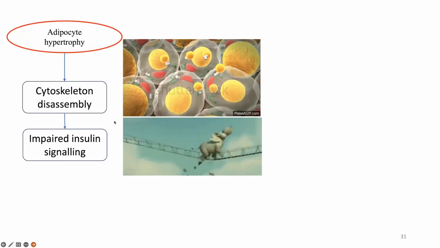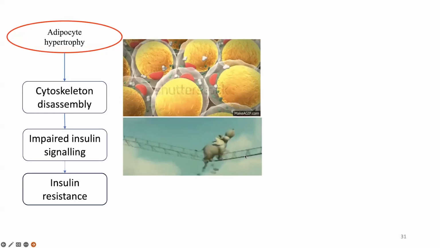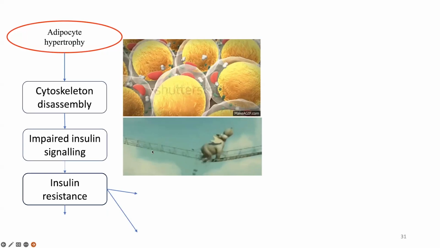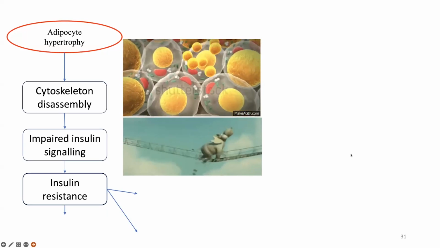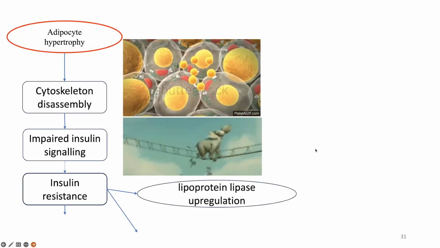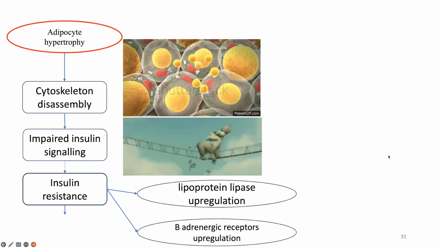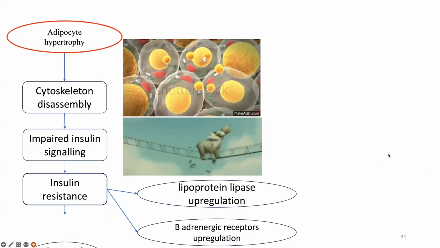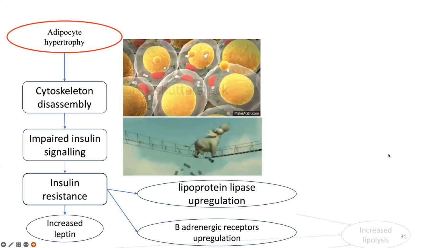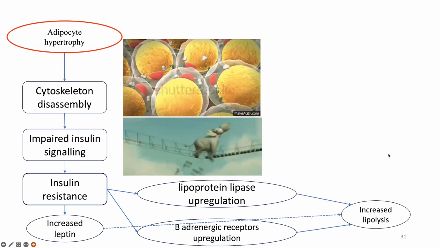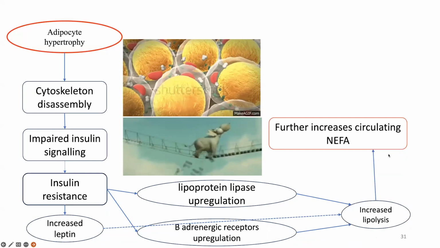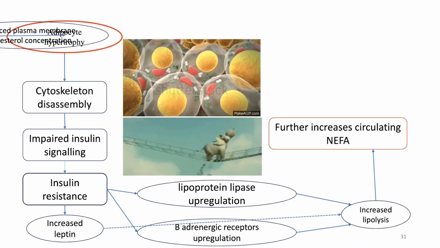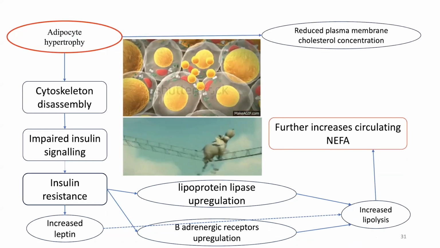Adipocytes which were gradually and slowly expanding, as they are expanding, are going to break up the membrane of the adipocyte. Disruption of this membrane of the adipocyte leads to impaired insulin signaling. Once there is an impairment of the insulin signaling, you have upregulation of the lipolysis. There is an increase in the leptin. Unchecked lipolysis leads to release of a lot of non-esterified fatty acid into the circulation.